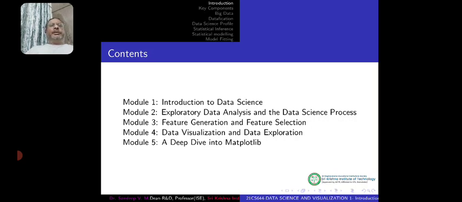In the first module, we look at the introduction to data science, and then explore the data and analyze the data and then look at the data science process in detail. That's in module 2. Module 3 deals with feature generation and feature selection.